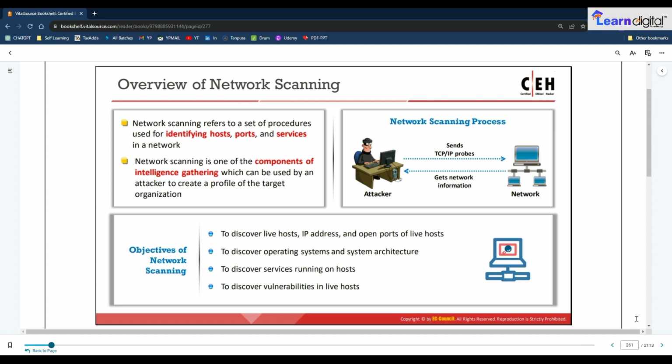In the process of scanning, the attacker tries to gather information, including the specific IP addresses that can be accessed over the network, the target operating system, and the system architecture. You can also say the ports along with their respective services running on each computer.